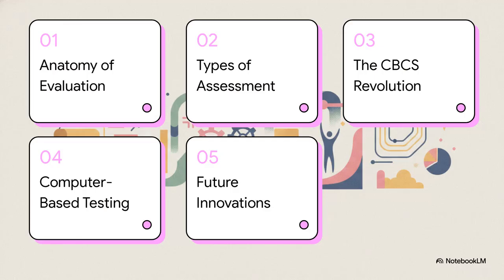So, here is our roadmap for the explainer. First, the anatomy of evaluation. Second, 5 types of assessment. Third, the CBCS revolution. Fourth, going digital with computer-based testing. And finally, innovations shaping the future.